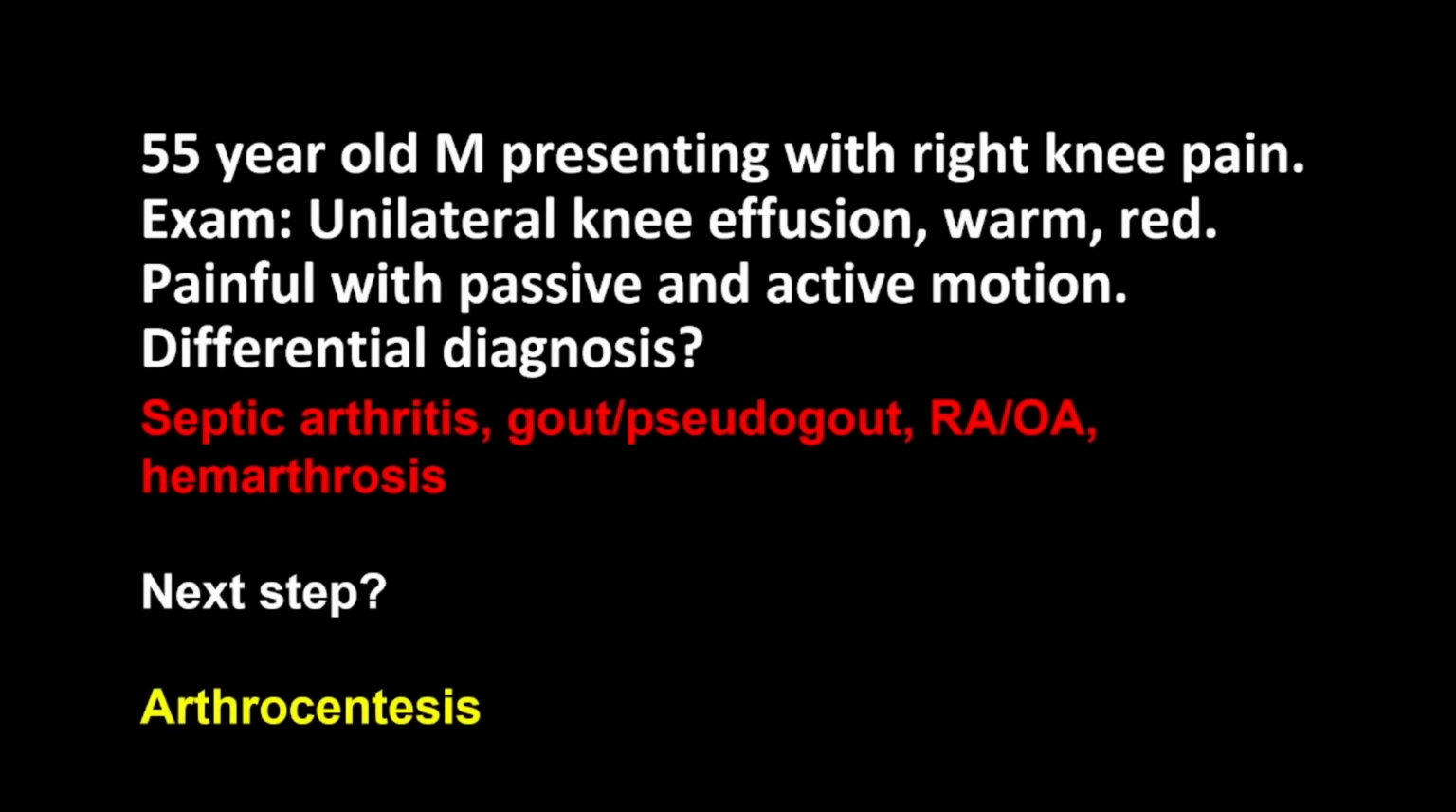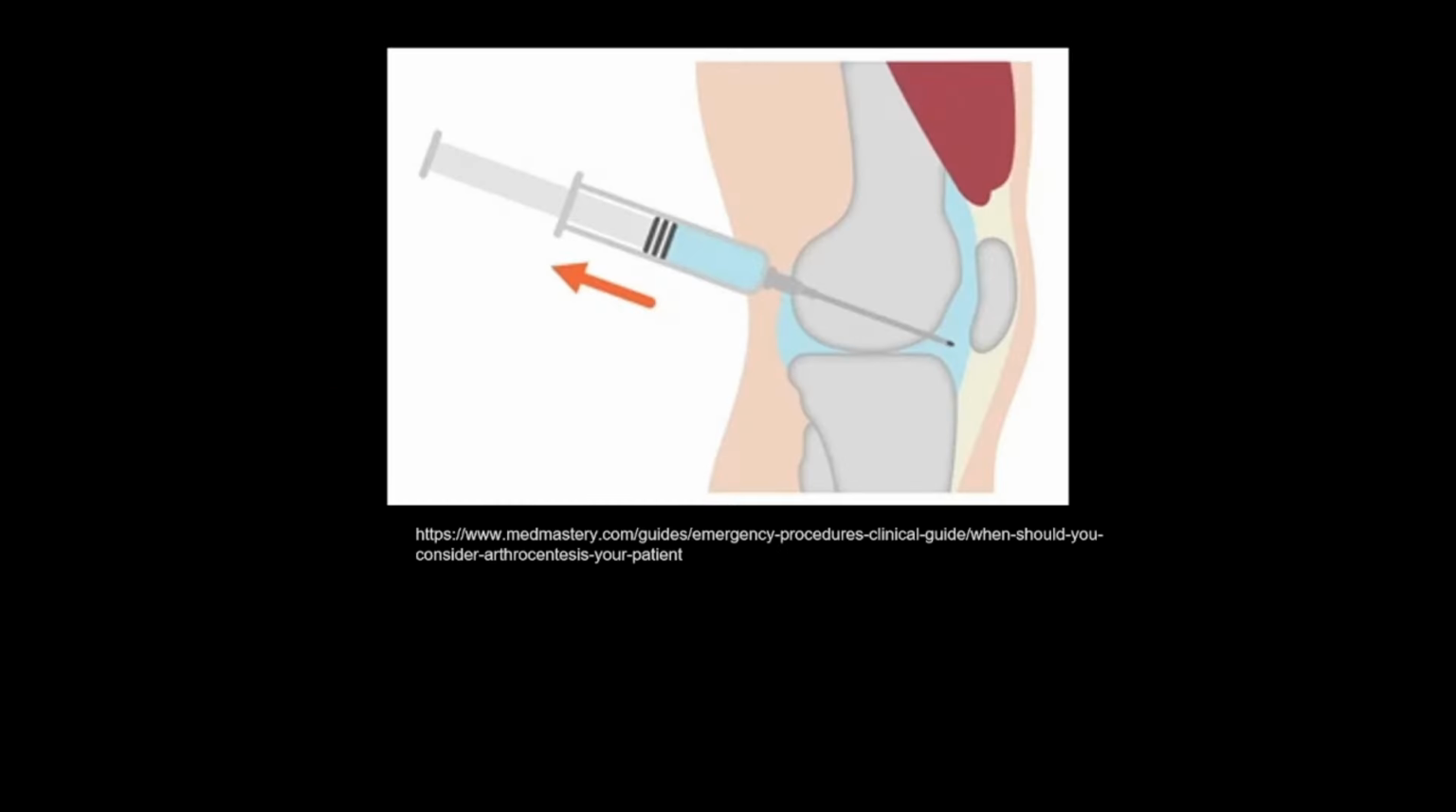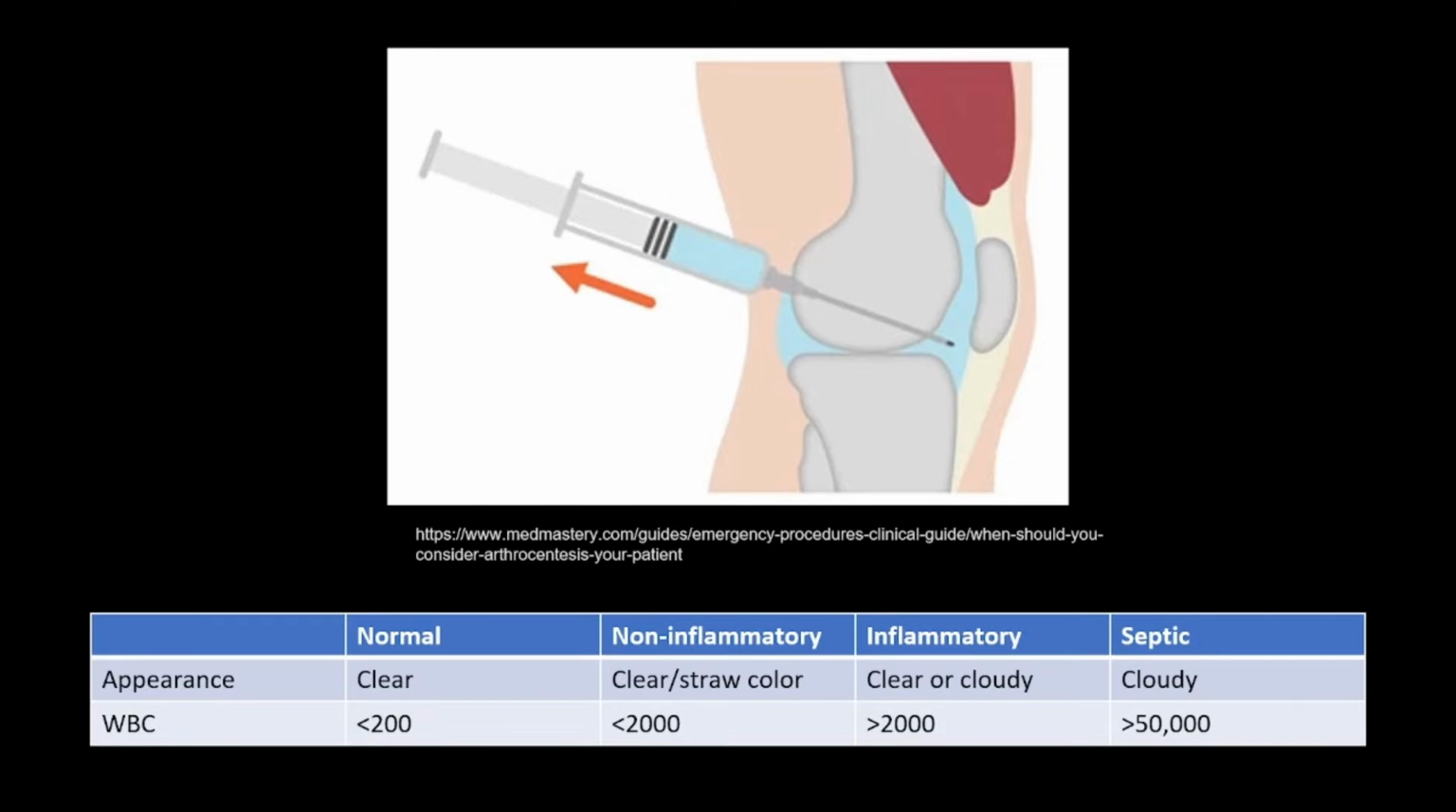So you should be saying you'll tap the joint with the arthrocentesis. And here's an example of what arthrocentesis looks like. Essentially, you're just going to tap some of the fluid. Here are some diagnostic criteria for the analysis of the joint fluid.